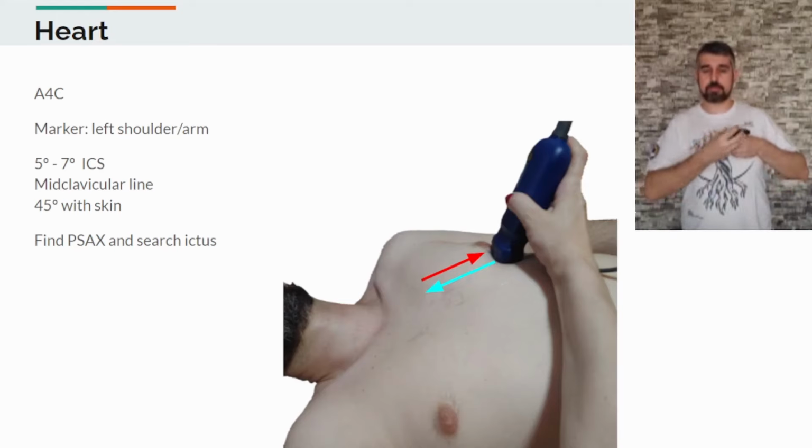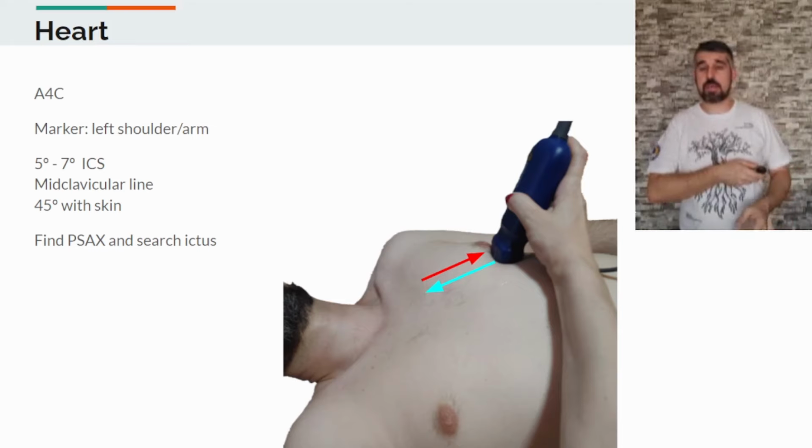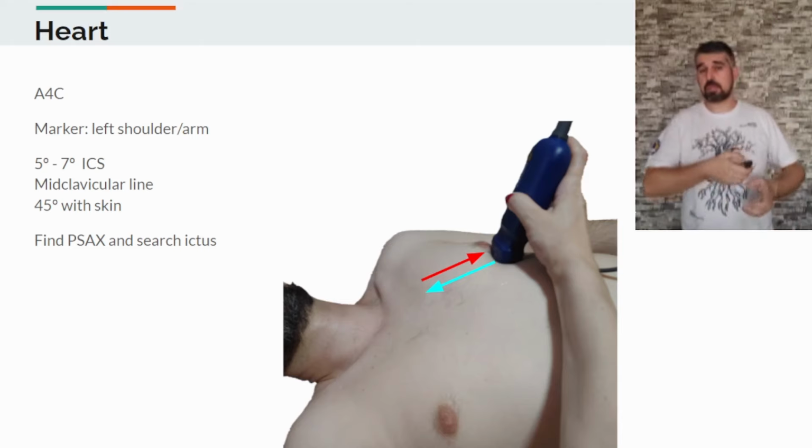So I have my probe here. I just found my short axis, and I will go with a Z motion or just following, trying to get this axis until I can no longer see the chambers of the heart, just the little tip of the muscle. That's the ictus. Usually it is around the mid-clavicular line, just on the 5th or 7th ICS, just under the nipple. But the easiest way to get it is, I get my short view and just go until I can see the ictus.